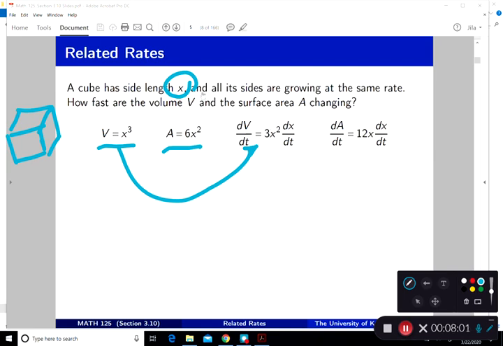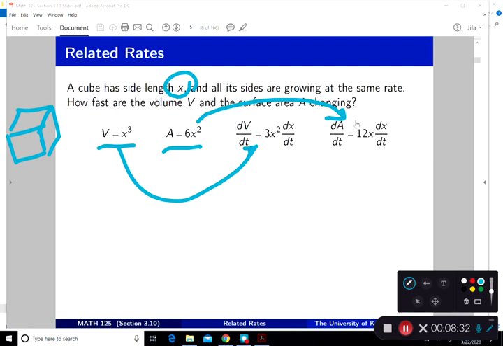When I do the implicit differentiation, how do I find the derivative of the surface area? Then that would be dA/dt is equal to the derivative of this side, which is 12 times x, and then the derivative of the inside, which is dx/dt. Now, if I'm looking at these two, I actually see that the two of them are related.